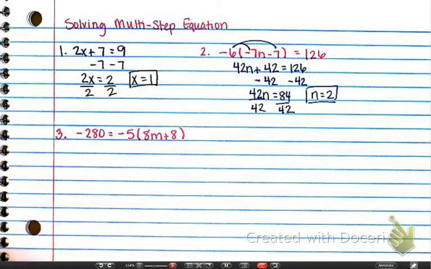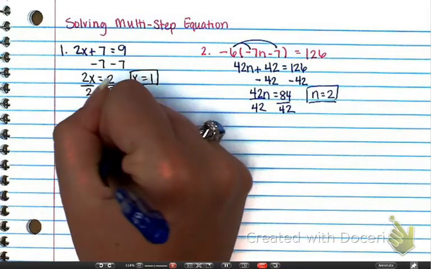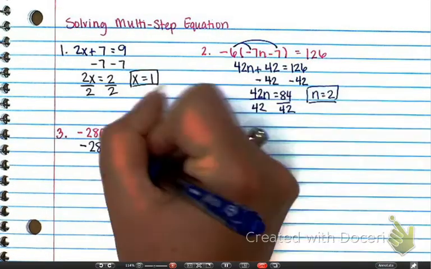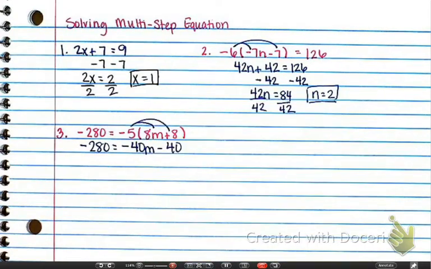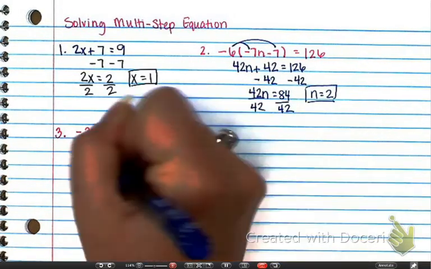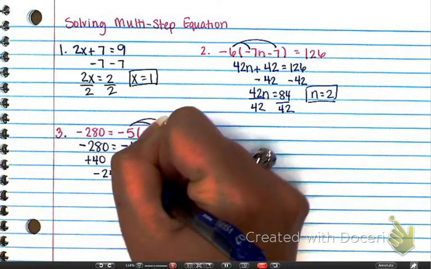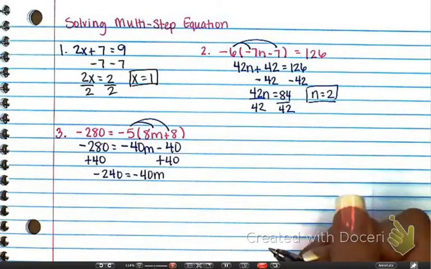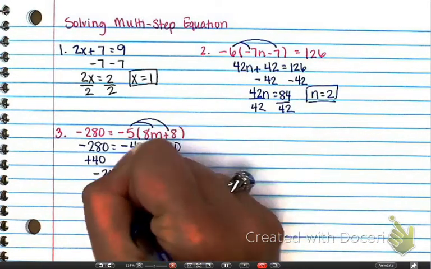If I'm going to distribute negative 5n, I have negative 280 equals negative 40m minus 40. The biggest thing I think here that's going to mess you up are positives and negatives. So just be careful as you go through. If I add 40 to both sides, I end up with negative 240 equals negative 40m. And when we divide by 40, we get m equals 6. Okay?